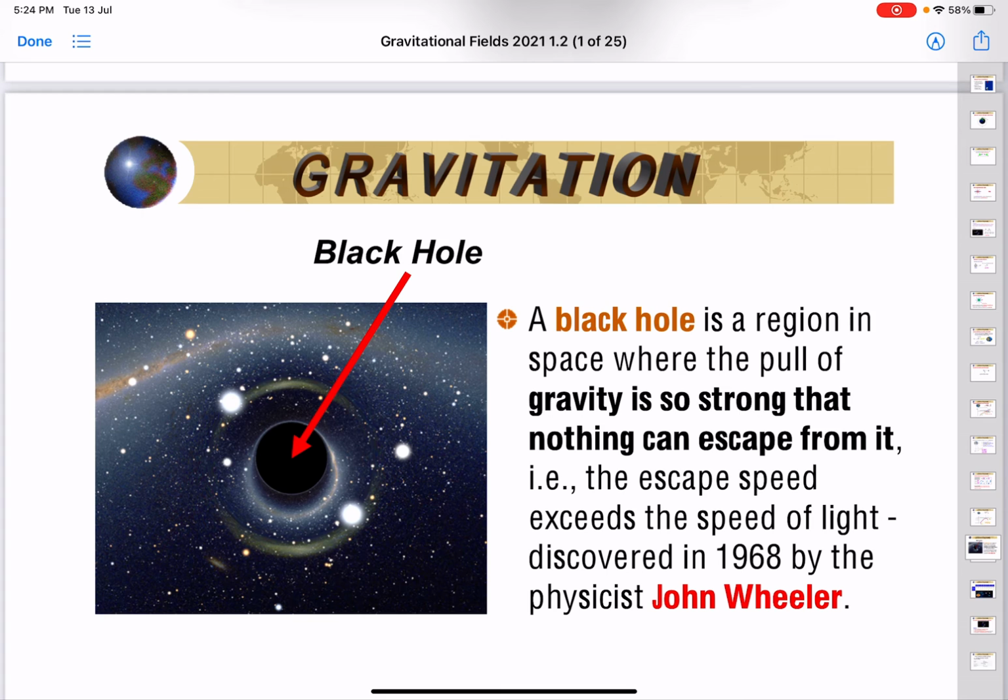So if you can find a region in space where the escape speed is greater than the speed of light, 3 times 10 to the power of 8 meters per second, then this region of space will appear black, because there's no light. Why is it called a black hole? Because no light can escape from it.